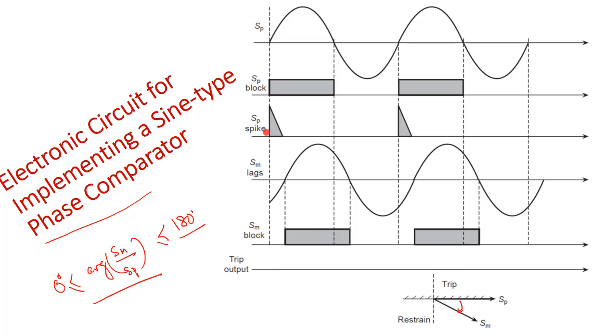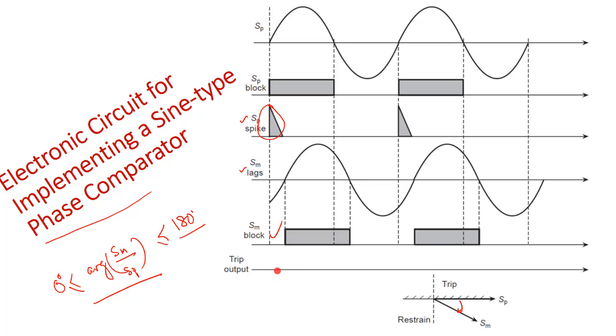In fact, if we can somehow develop some spike here at the Sp block, at one edge of the Sp block, the starting edge of the Sp block, then obviously when your Sm lags, there is no overlapping between the Sp spike block and the Sm block. So therefore if there is no overlapping, then obviously the trip output will be 0.